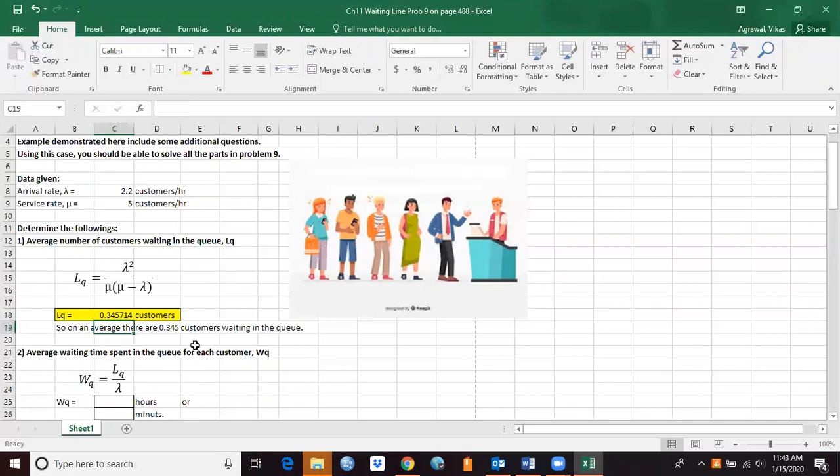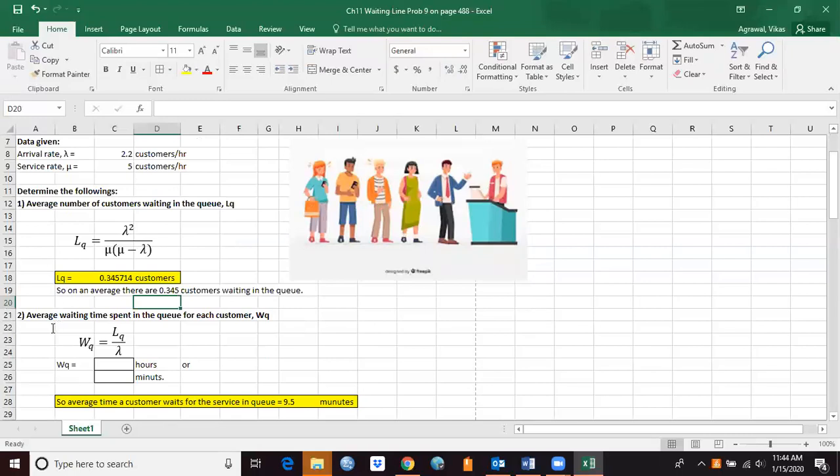Just understand why this is a fraction. This is just to understand the parameters and characteristics of the waiting line system. The data given here is in hours, so that might have some bearing on the length of the queue as well. So on average, there are 0.345 customers waiting in the queue.